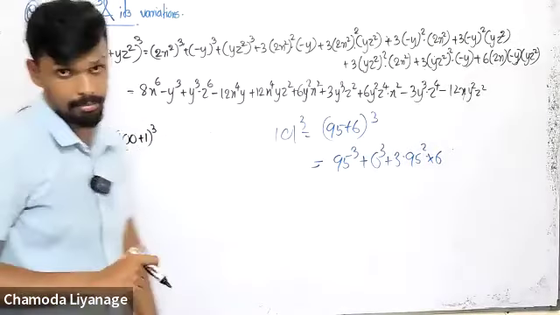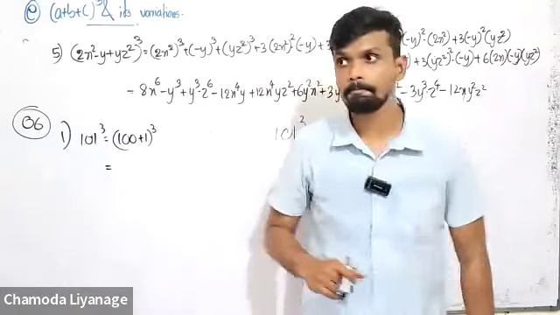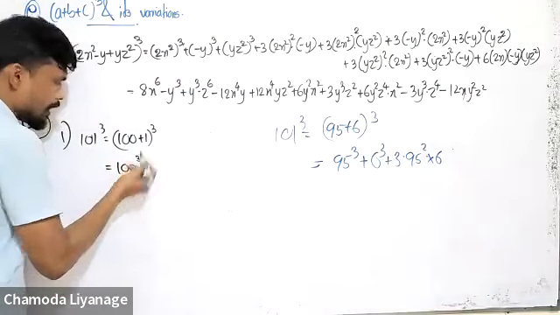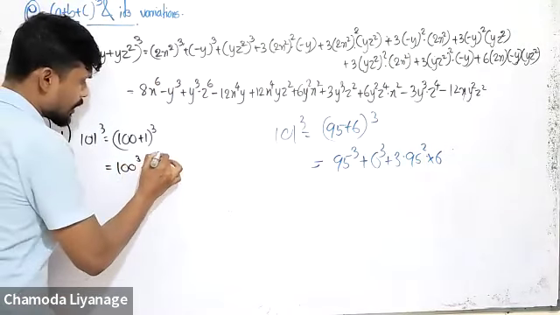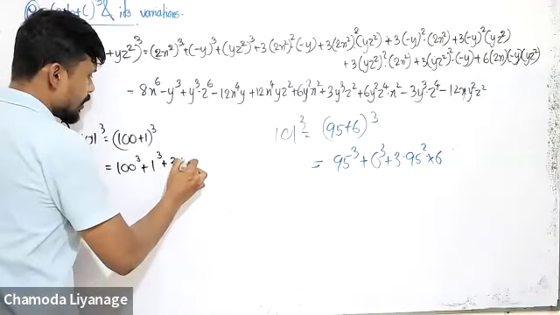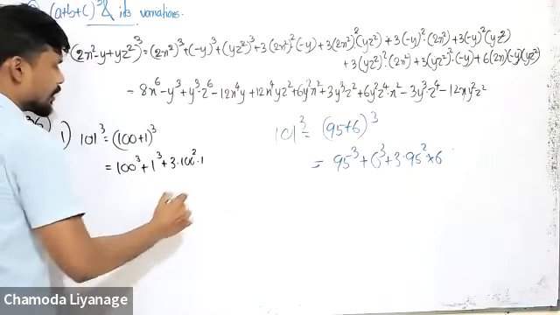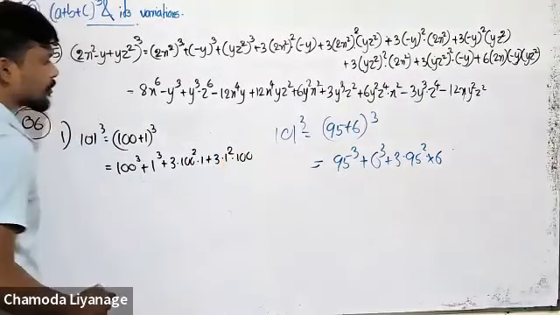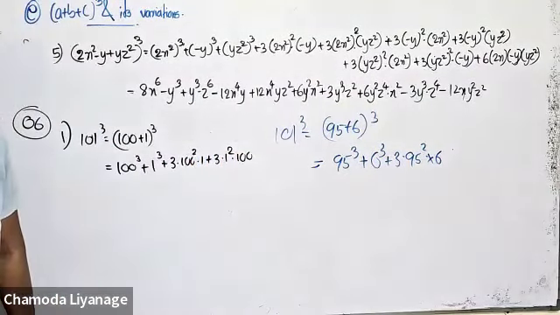100 plus 1, right? And expand now. 100 cube, it is easier. Plus 1 cube, 1 cube is 1 now. Plus 3 times 100 squared into 1. Plus 3 times 1 squared into 100.